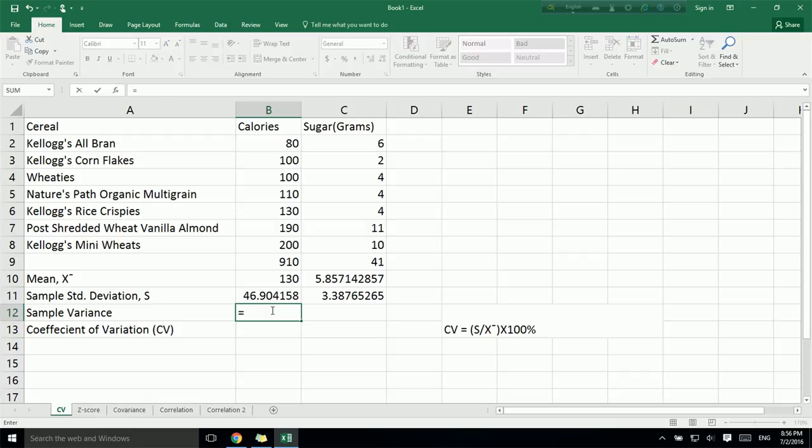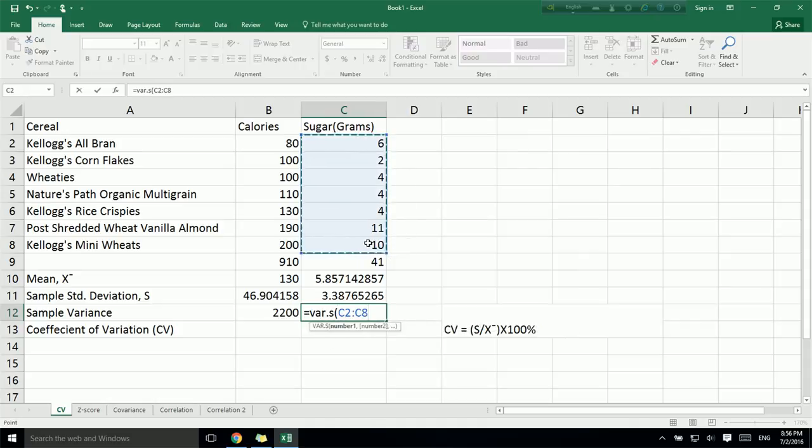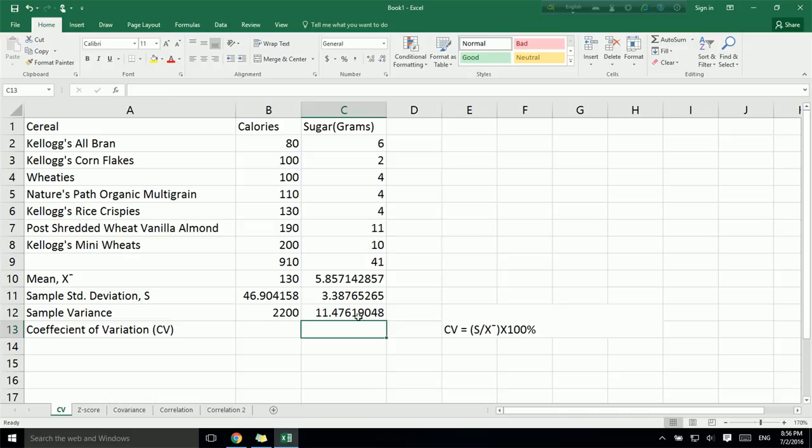Now let's get the variance too. Select VAR.S, select your data, close parenthesis and enter. Similarly for sugar, VAR.S, parenthesis, select your data, close parenthesis and enter. So these are the standard deviations and the variances, and you can see that there is a huge difference between these two standard deviations and variances, since these two are calculated in different units.